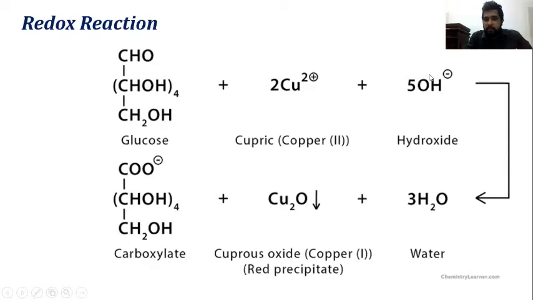Okay, then we add... the importance of having potassium sodium tartrate is that it forms a complex, and therefore it prevents the formation of cupric oxide. Okay, so that is the use of Fehling's B.